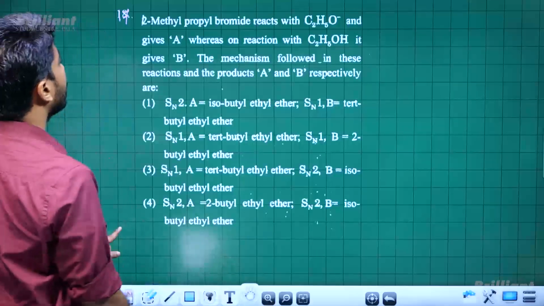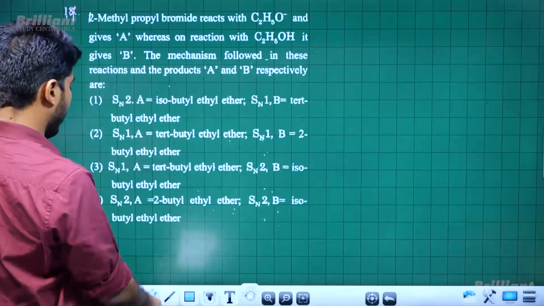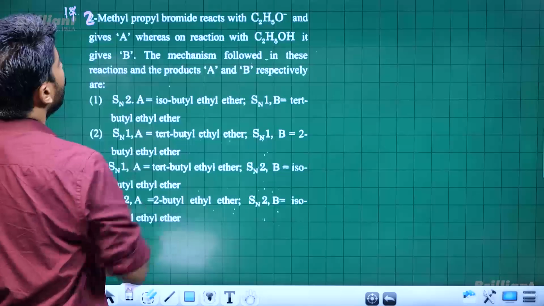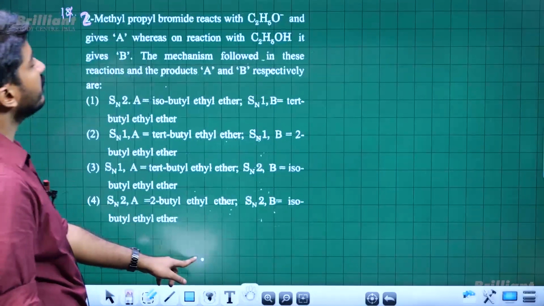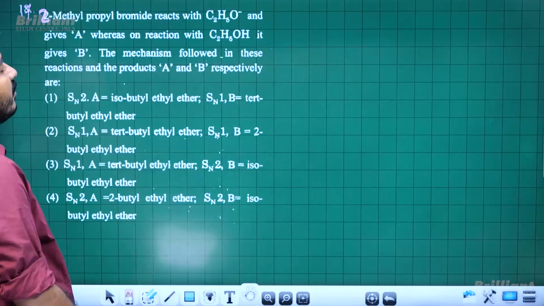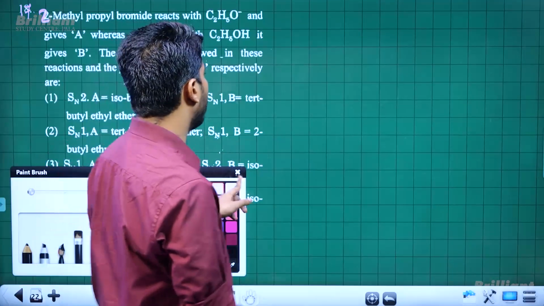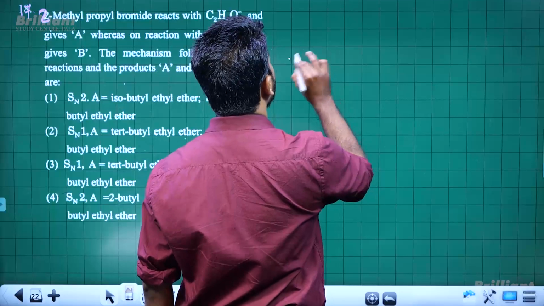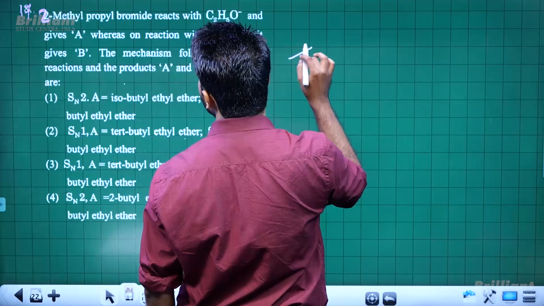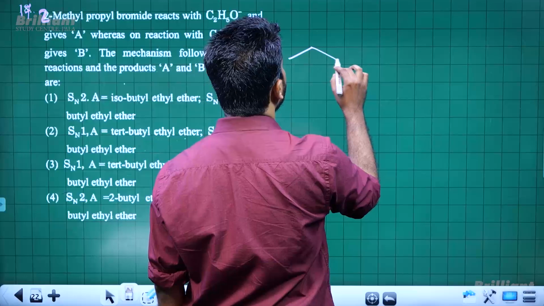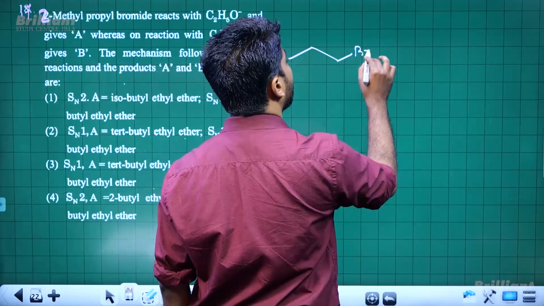So next question: 2-methyl propyl bromide. 2-methyl propyl bromide reacts with ethoxide to give A, and reacts with ethanol to give B. What is the mechanism and products in both cases? Okay, so that is the final question for us. 2-methyl propyl bromide. Let's draw it.